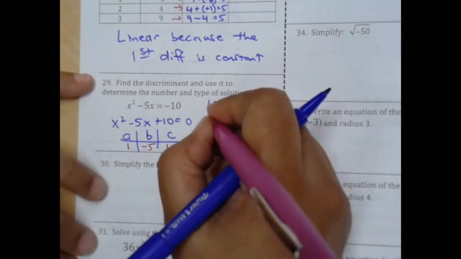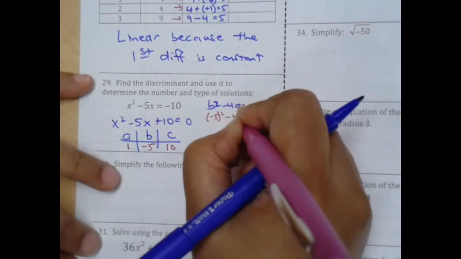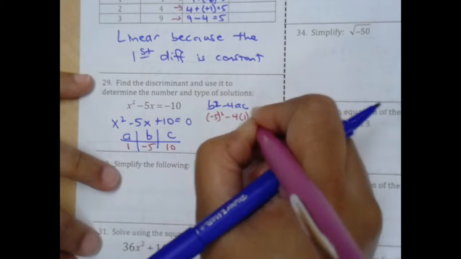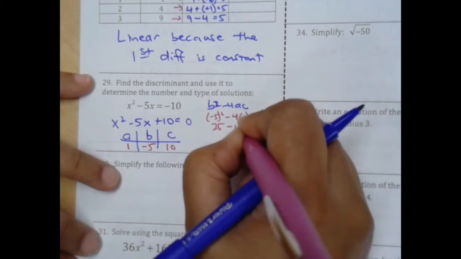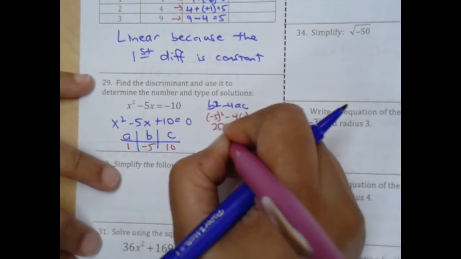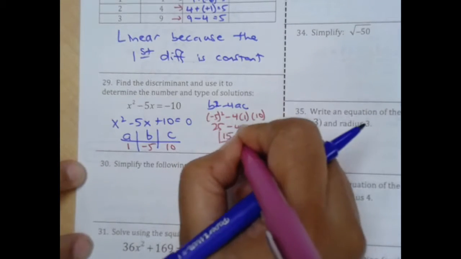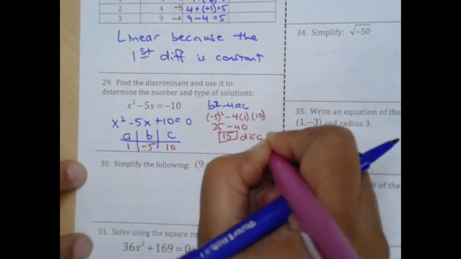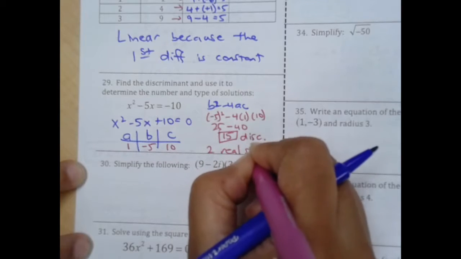Let's plug it in. So b squared, so that's negative 5 squared, minus 4 times a, which is 1, times c, which is 10. Negative 5 squared is 25, and 4 times 10 is 40. Subtract this, and you get a total of negative 15. And so negative 15 is the discriminant. Since that is negative, there will be no real solutions.